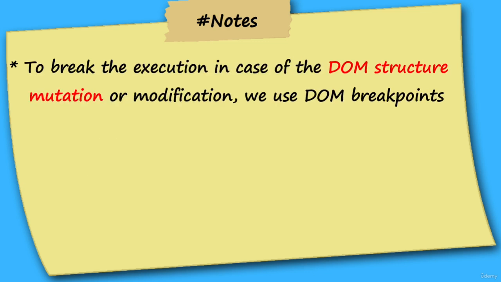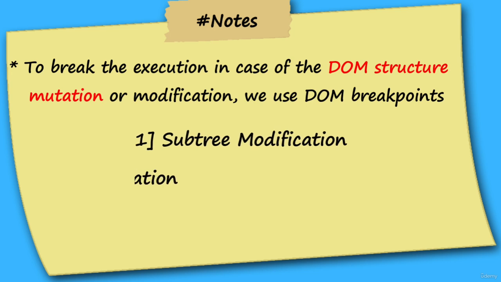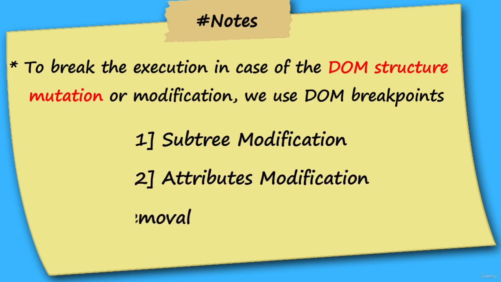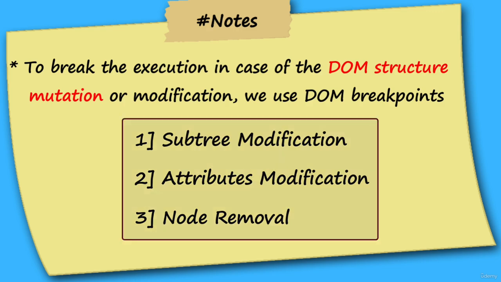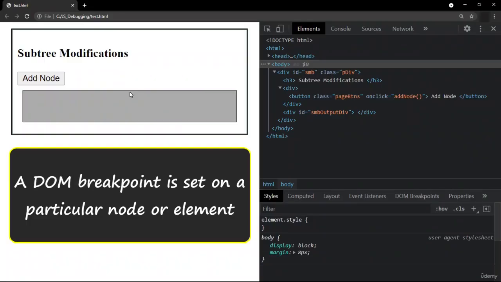To break the execution in case of the DOM structure mutation or modification, we use the DOM breakpoints, where the DOM mutation can be subtree change, change in the attributes, or removal of nodes. Let us practically see these cases. A DOM breakpoint is set on a particular node or element.